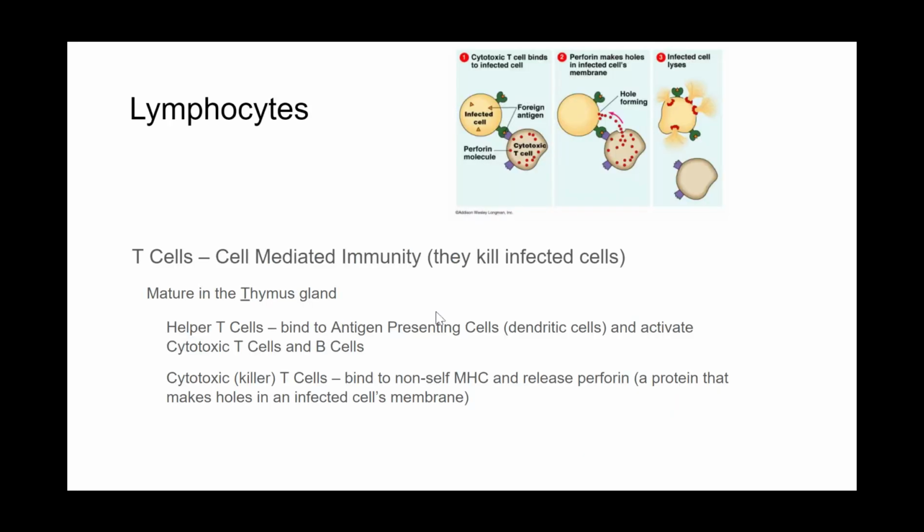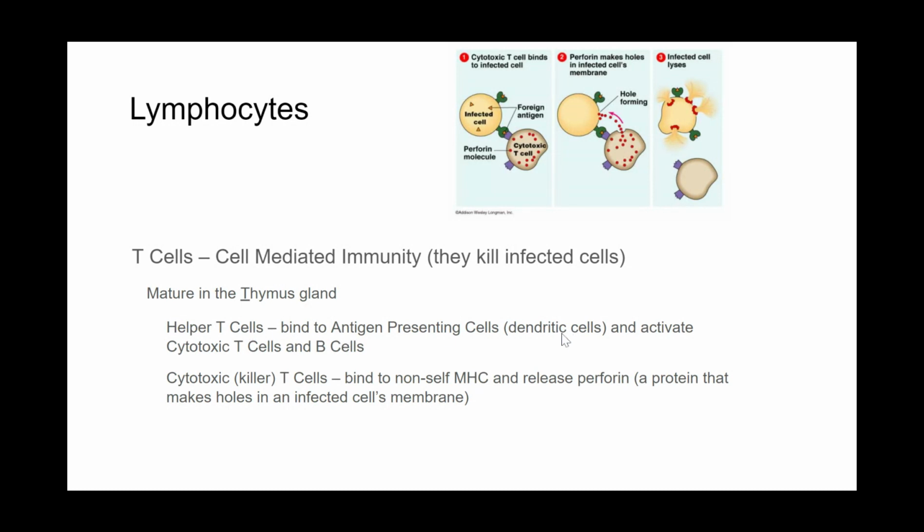All right. The other type of cell in your acquired immune system are T cells, and they mature in the thymus. And there's two types of them. You have helper T cells and cytotoxic T cells, also called killer T cells. Helper T cells are going to activate the cytotoxic T cells and also your B cells and kind of get them going, fighting the infection. They're kind of the cells that start it all.